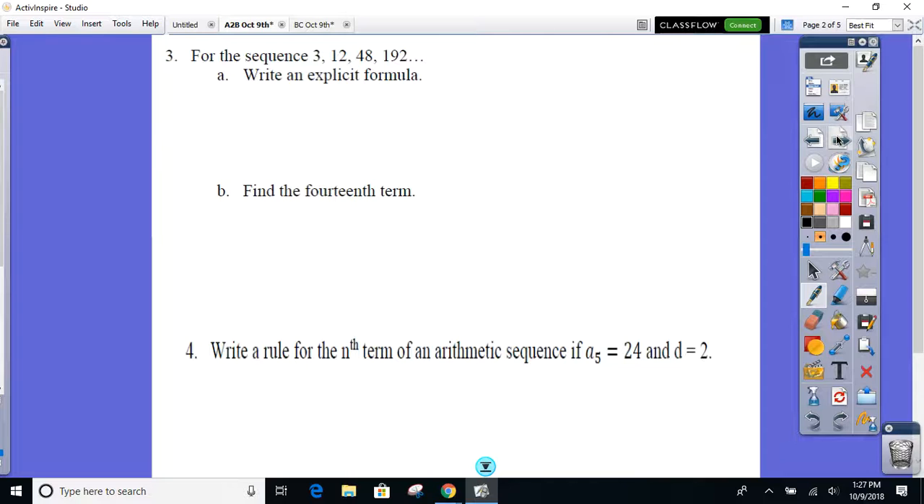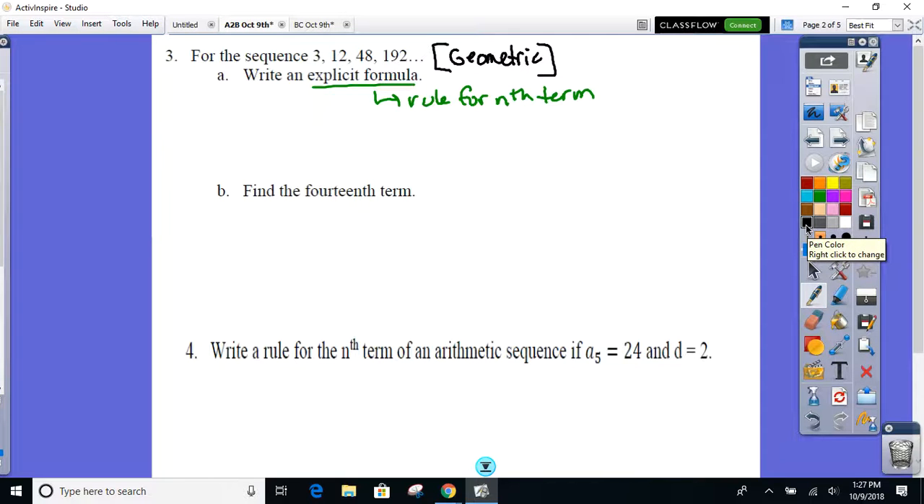Three, 12, 48, 192. Everybody stop. Identify the sequence you're dealing with. This is geometric, yep. That's the first battle. Write an explicit formula. Explicit formula is another way of saying rule for the nth term. That's just a fancy way of saying, can you guys please write me a rule for the nth term? Go to your formula sheet if you don't know it off the top of your head, and I don't blame you if you don't. Geometric sequence, everybody. Everyone locate that formula.